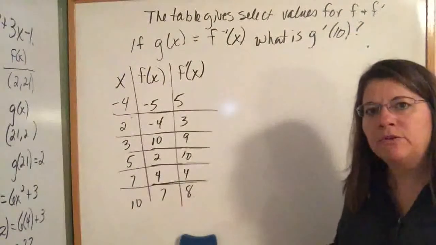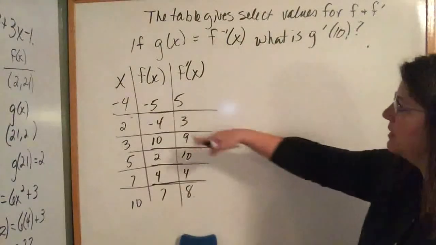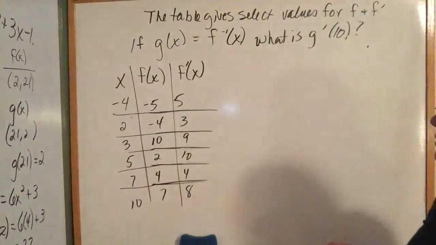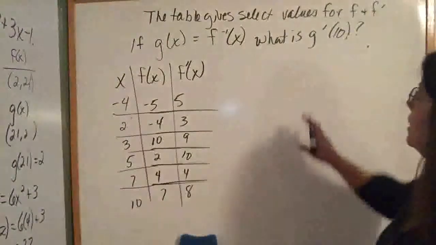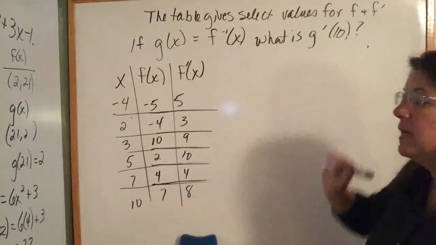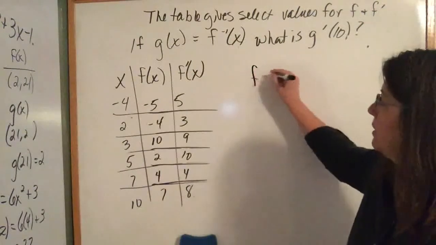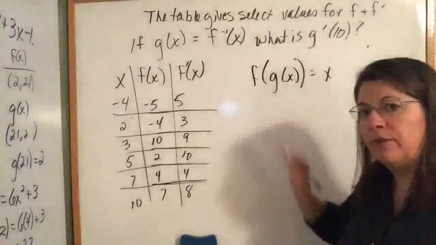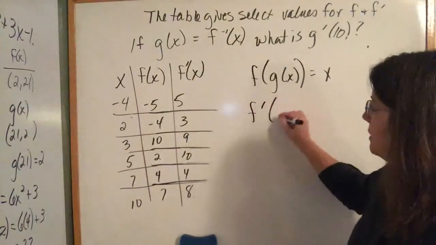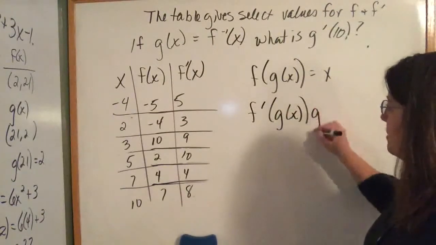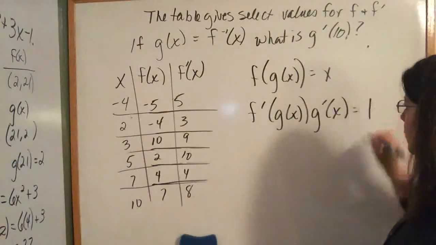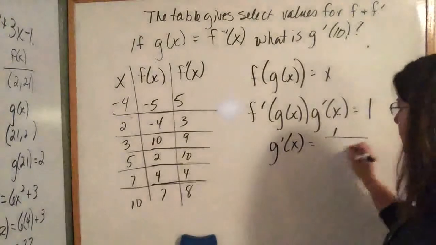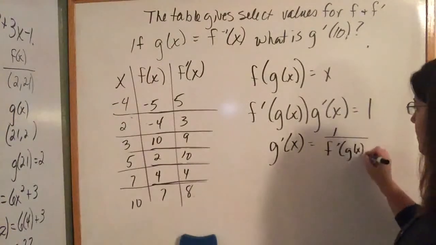This problem is very similar to the last. They're telling us that the tables give us select values for f and f prime. They tell us that g of x is equal to the inverse of x. So that means g and f are inverses. They want to know what is g prime of 10. So if f and g are inverses, we know that f of g of x has to be equal to x. So if I take the derivative of both sides, I would have f prime of g of x times g prime of x equals 1. So g prime of x equals 1 over f prime of g of x.